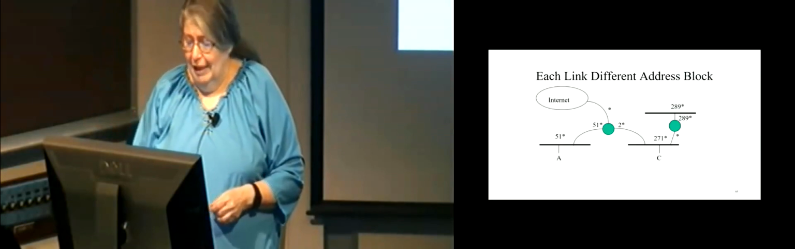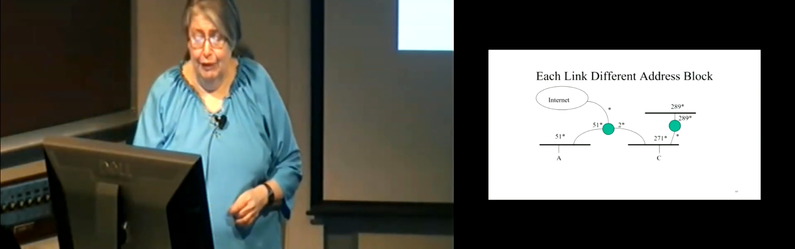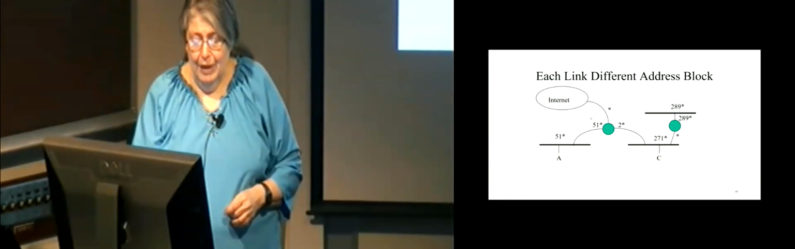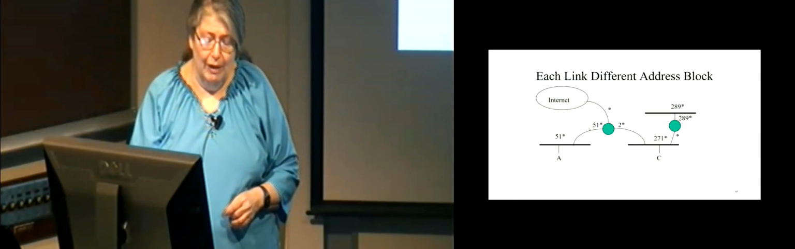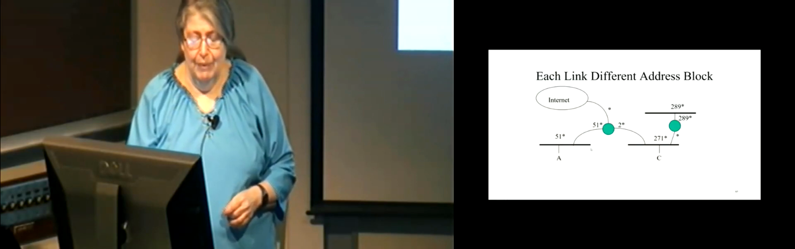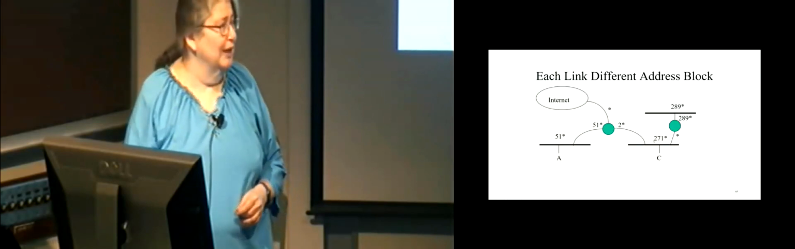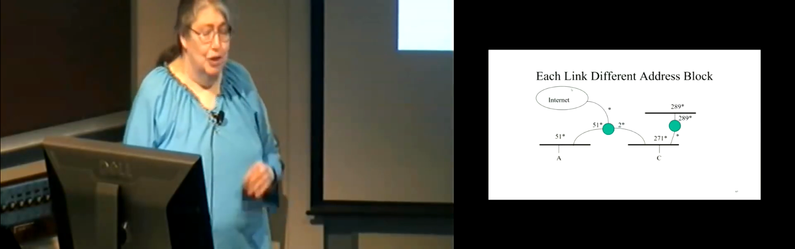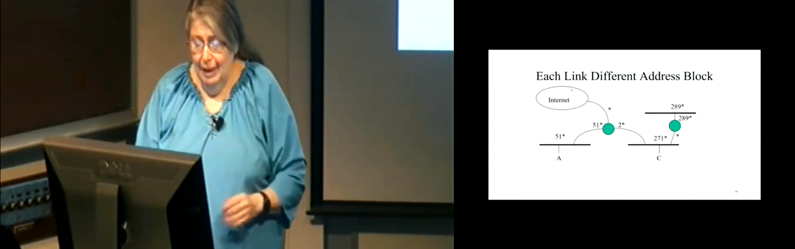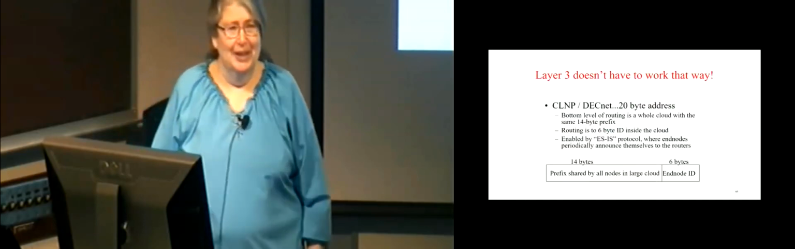So if each link has a different address block, for instance, this router here might say everything starting with 51 goes over here. If it starts with a 2, it goes over here. And if it isn't either of those, then I'll send it up to the internet. But layer 3 doesn't have to work that way.